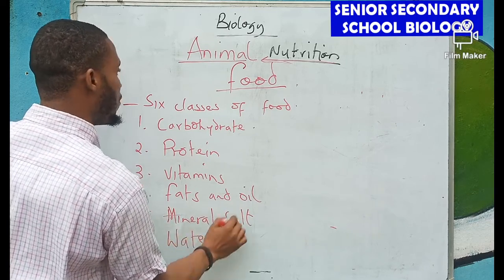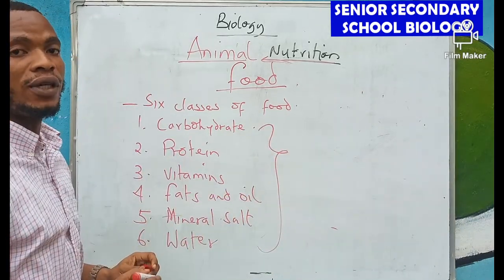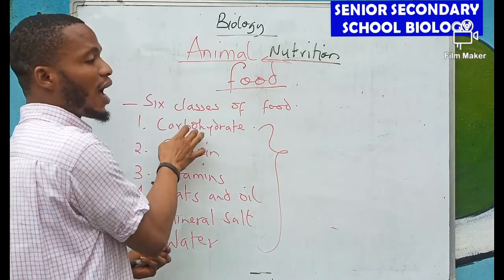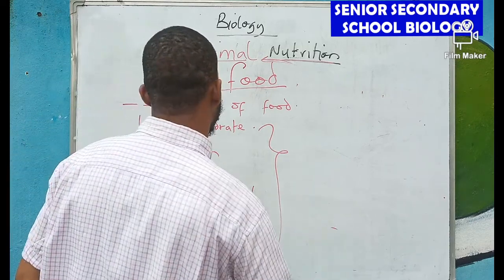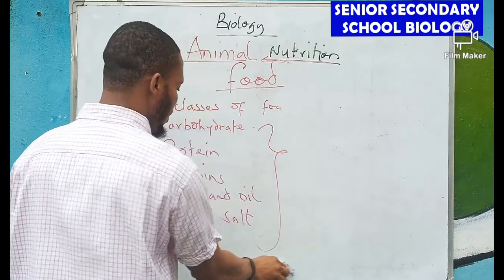So food is anything we take in for our what? Nourishment. And we'll have six classes of food in biology. Now we'll take them one after the other. Carbohydrate is the easily common type of food you eat every day.